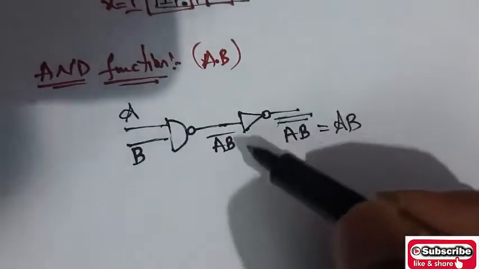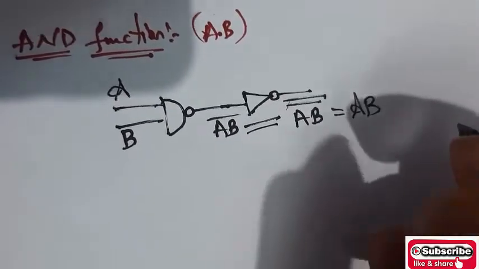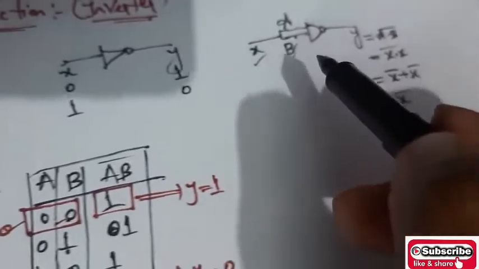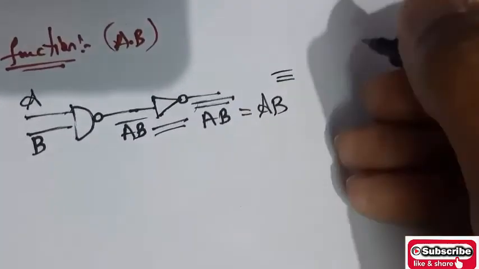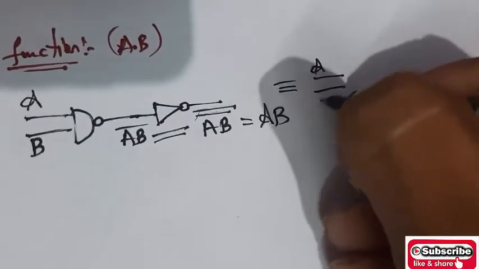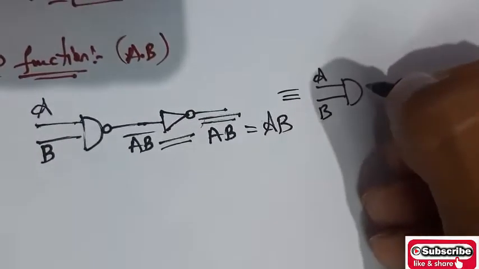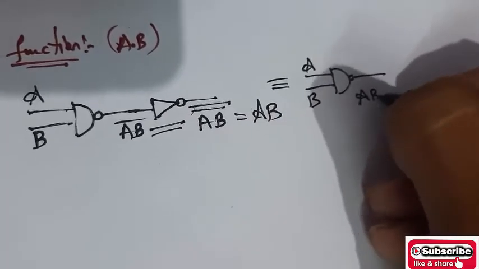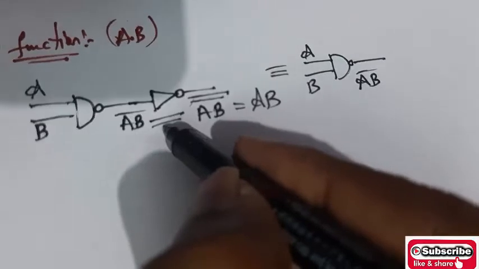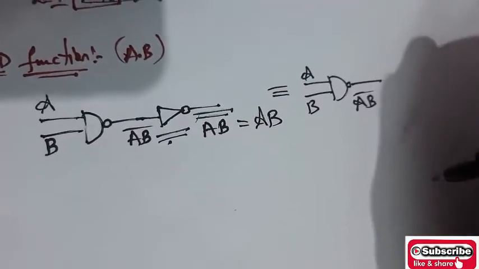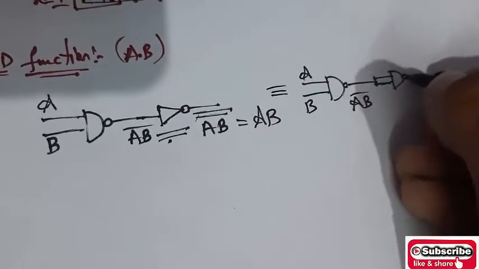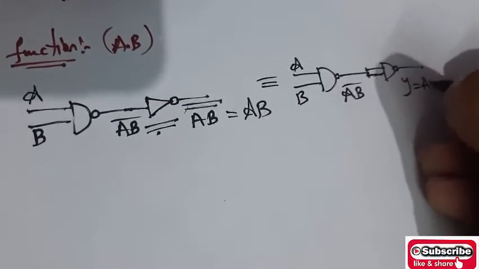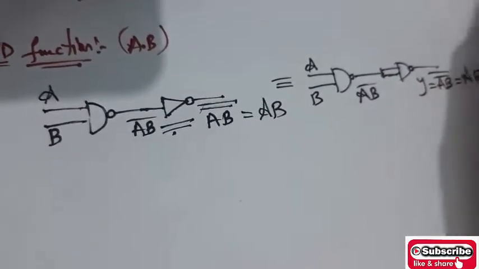We already said that this inverter can be replaced by this hardware structure, right? Hence we can replace it by this: this will be the input A, input B, this will be the NAND gate, you will get A B bar. We can replace this inverter by the NAND gate inverter hardware structure, in terms of NAND gate. This will be y is equal to A B bar whole bar, that is equal to A into B.